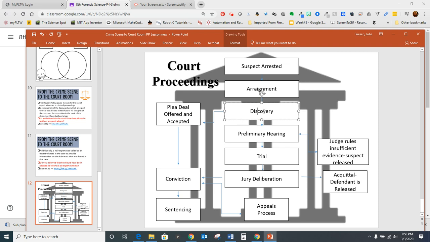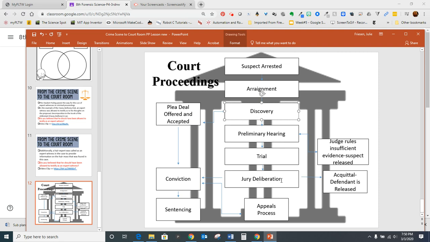But if it goes on from the discovery stage, there'll be a preliminary hearing where they'll go into a courtroom in front of a judge, and the judge will either rule that there's not enough evidence, and say the suspect can be released, there's not enough evidence to even have a trial. If there's enough evidence, then they'll hold a trial, and they'll get a jury. They'll go through the jury process and find 12 jurors for the trial. Then, as the jury listens to the trial, they'll deliberate and come up with a decision.